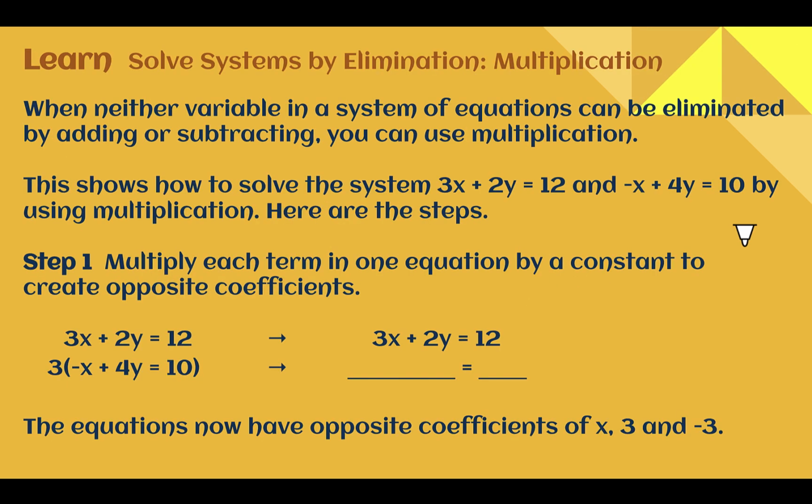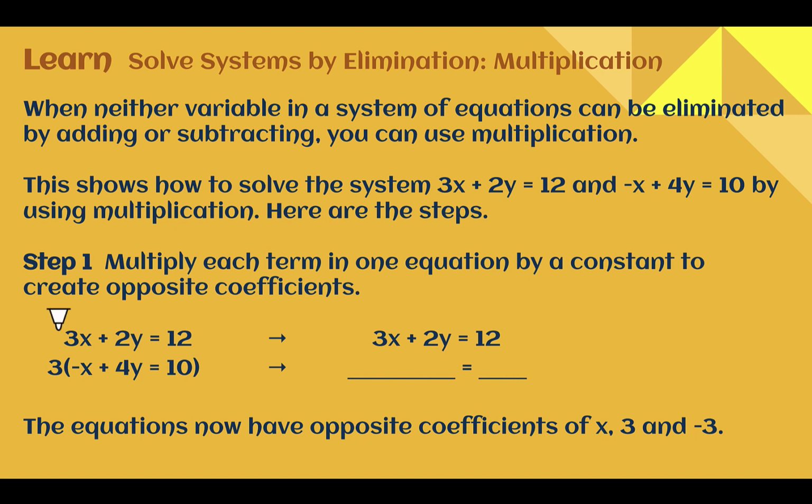Let's learn. Solve systems by elimination, multiplication. Sometimes elimination is the easiest method, easier than substitution or graphing, but there are times when the coefficients won't match up correctly for you to use elimination. Instead of rearranging and trying to get one thing in for substitution, what we can do is multiply one or both of the equations so that the coefficients match up enough for us to add or subtract and eliminate the variable.